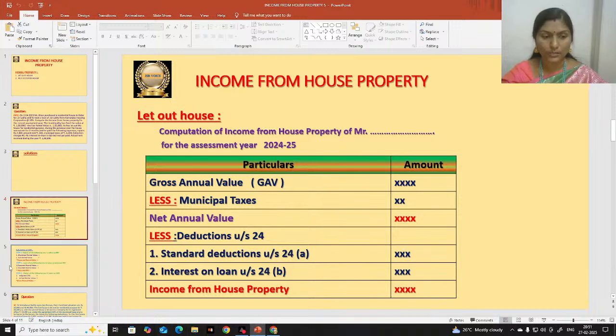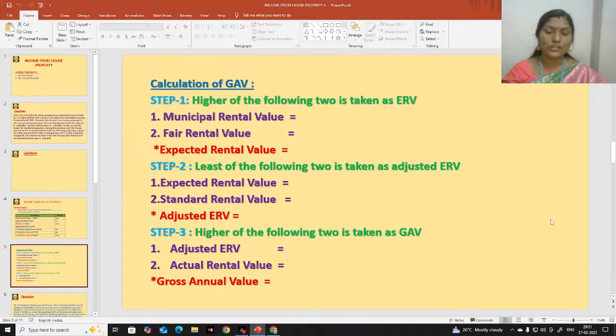So this is the format that we follow for calculation of income from house property of a let out house. Next, for calculation of GAV, we have to follow 3 steps. Step 1, step 2 and step 3. So these are very important because we should follow all the 3 steps. Then only at the end, in the 3rd step, we will get gross annual value. Okay, so let us discuss one question.